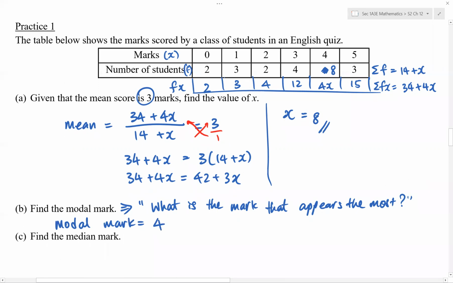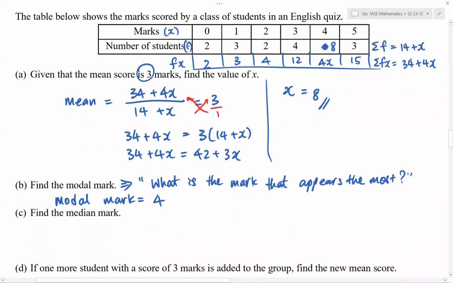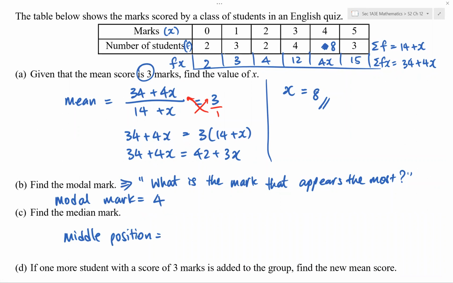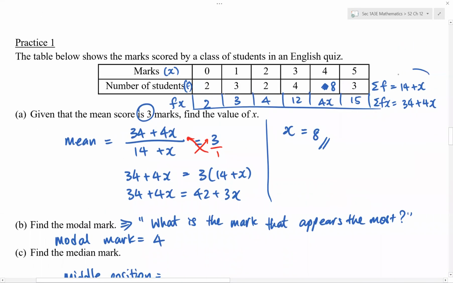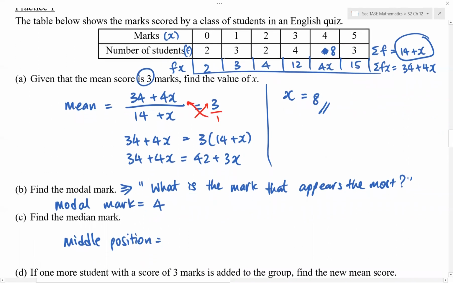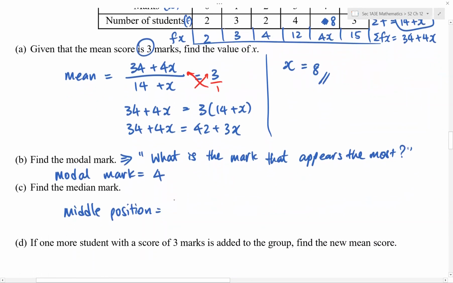Find the median. So now, to find the median, we need to know the middle position. So middle position equals the total number of students plus 1 divided by 2. So what is the total number of students now? This is now updated to 14 plus x, right? X is 8, so 14 plus 8, we got 22 students who are surveyed. So middle position will be 22 plus 1 divided by 2 to give us 11.5.